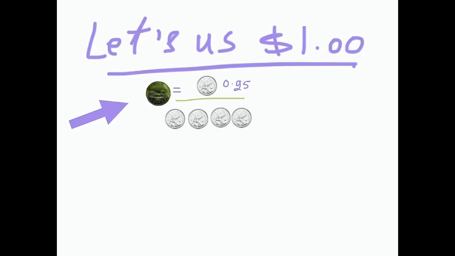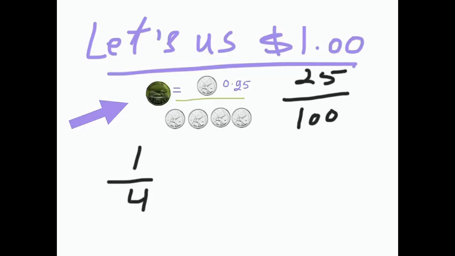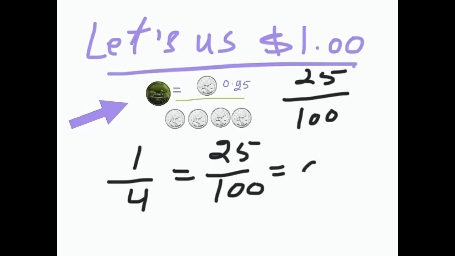We know $1 equals 4 quarters, and each quarter equals 25 cents. So we can write it this way: 25 times 4 is 100 cents, and 25 cents. So basically 25 over 100 or 1 over 4 are exactly the same value, and it can be written like this as a decimal.